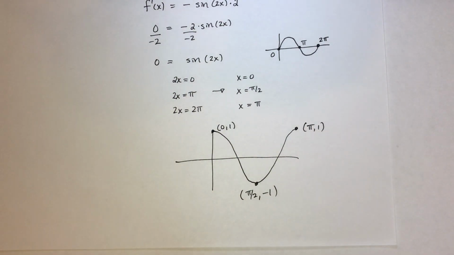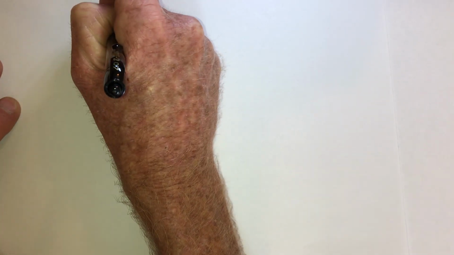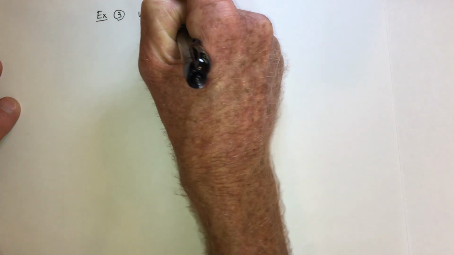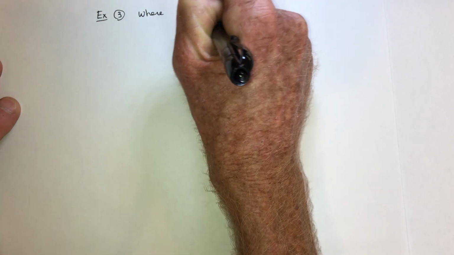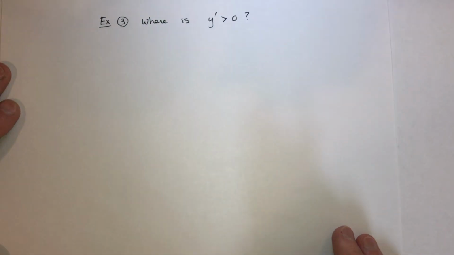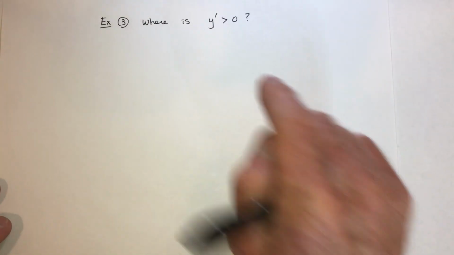Okay, now how about something that is a rational function? So for example number 3, and this time I'm asking, where is the derivative positive? I know what you were thinking. You were thinking I was going to say, where is my super suit?